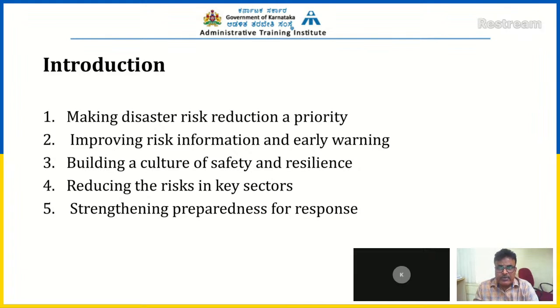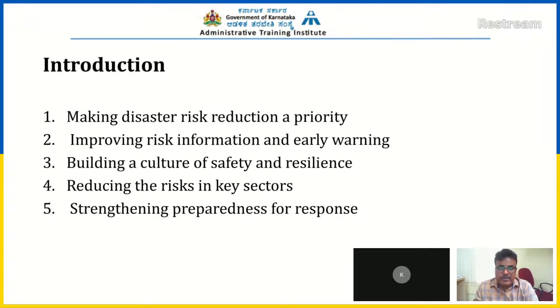Let us go to the next one: improving risk information and early warning. This comes under preparedness. Risk information: people should know which hazards exist, how much the vulnerability is, how they are going to be affected, and what the roles of the community, government, and others are. If they don't know how to escape, how to go safe, how to live safely, and how to work with others during a disaster situation, they will not be able to do well. They will not be safe if they don't know about the risk around them.